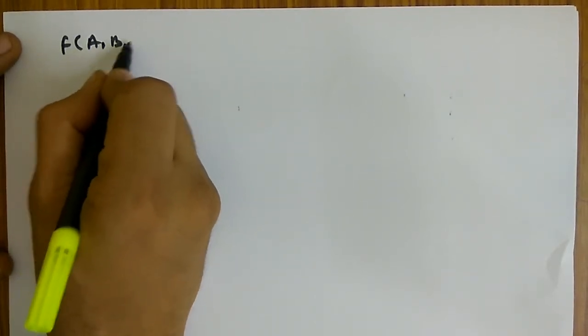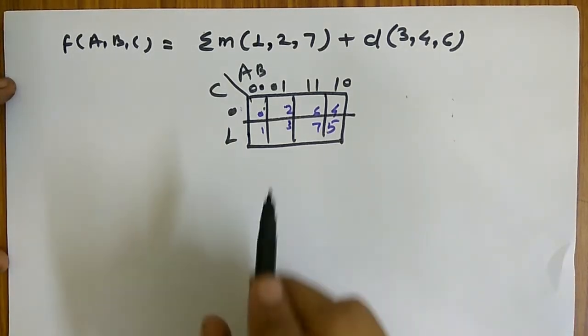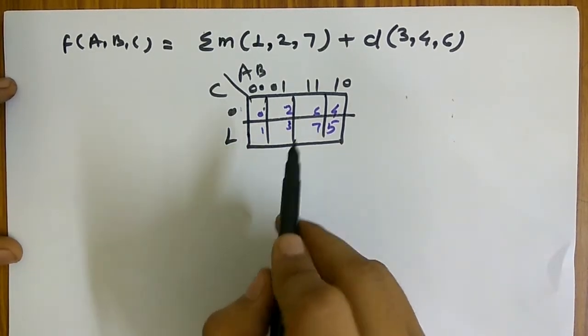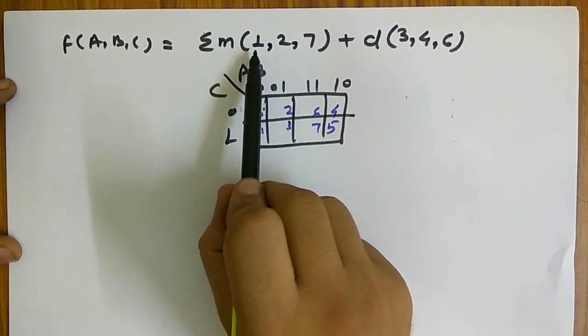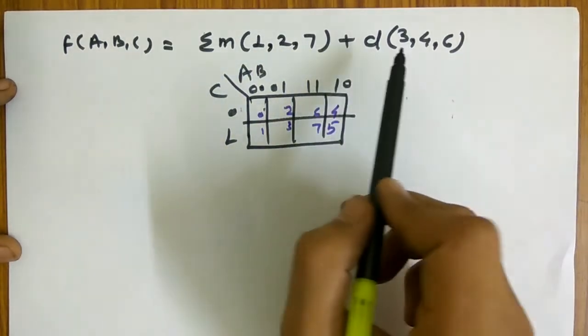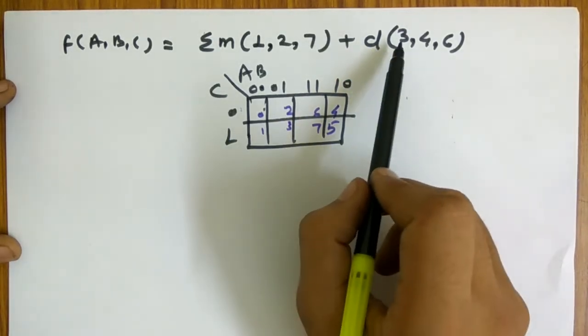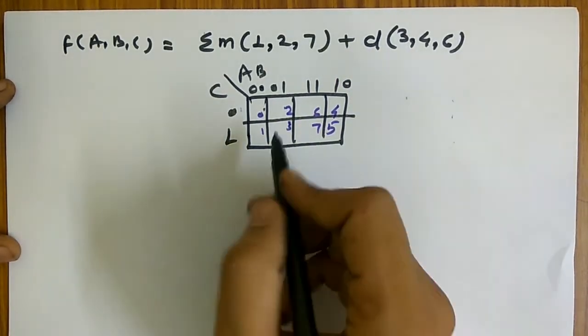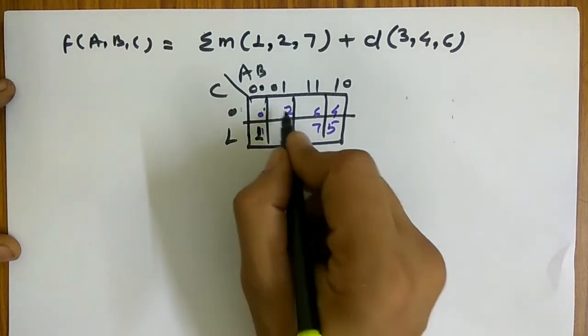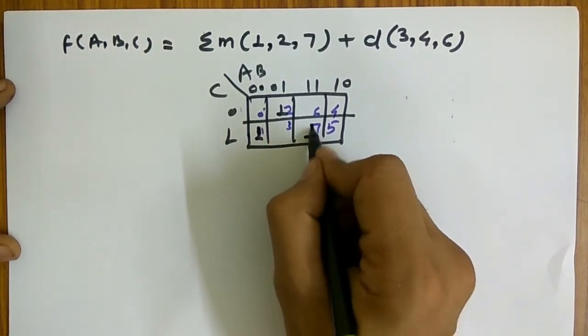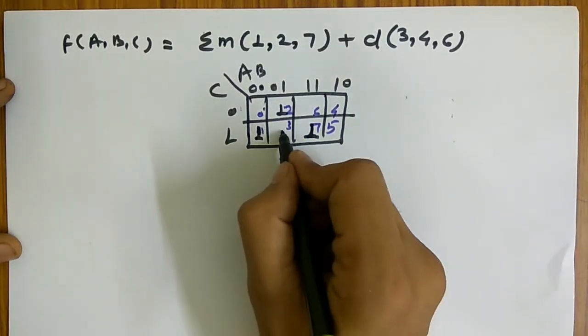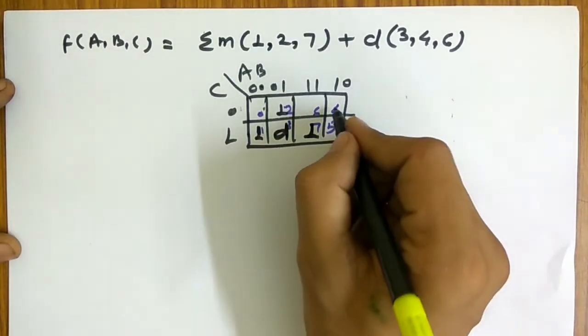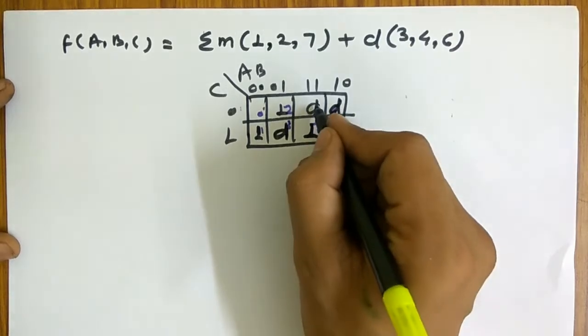So take it as an example that f(A, B, C) is equal to, so guys I have written this one. Here they have given the minterms as 1, 2 and 7, and the don't cares as 3, 4 and 6. So firstly write the minterms: 1, 2 and 7, these are minterms, and don't cares as 3, 4 and 6.